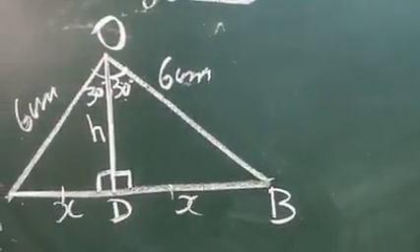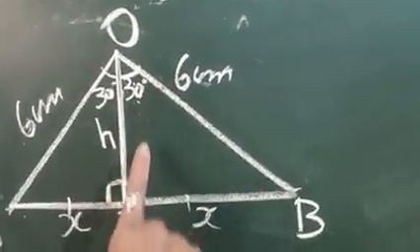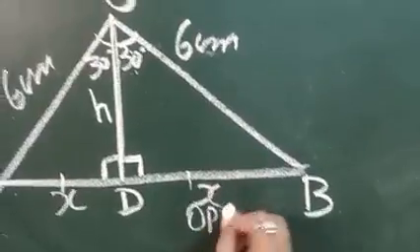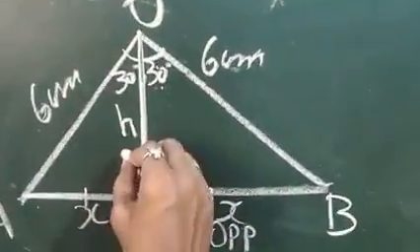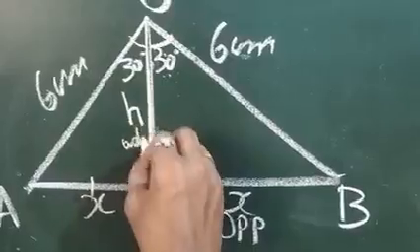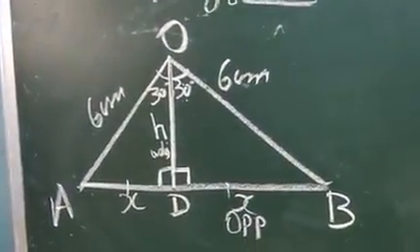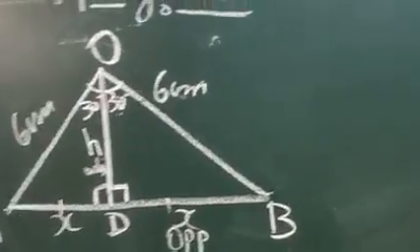Now I need to find, for this 30 degrees, DB is the opposite side. For this 30 degrees, OD is the adjacent side. I need to find the opposite side and the adjacent side. I already gave the two ratios.